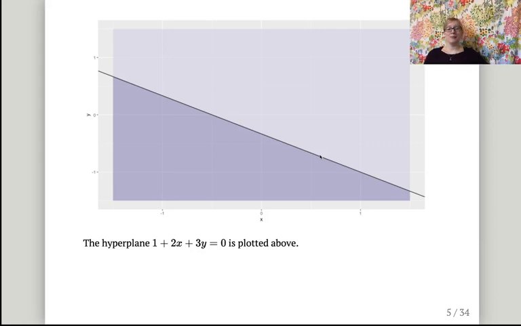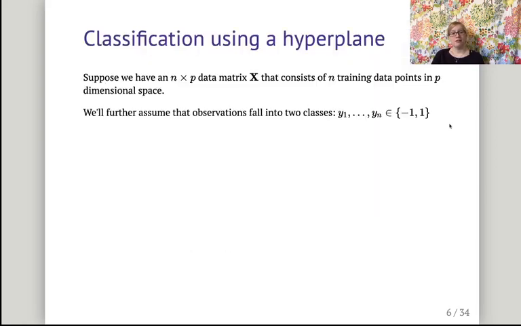As an example, the hyperplane that you're seeing here is a really simple one. We have a two-dimensional function, 1 plus 2x plus 3y, as this dark line here. So in two-dimensional space, this is our line, our hyperplane. We'll classify into two classes, below and above.